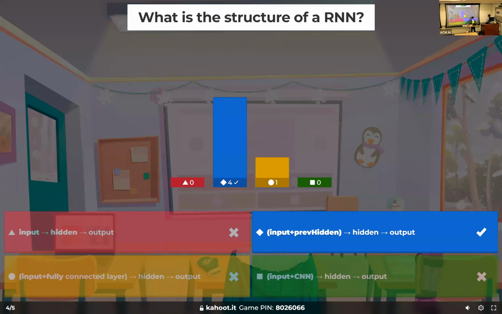Awesome. So we have inputs and the previous hidden layer going into some weights, and we have an output. That is the correct structure for an RNN. And input plus fully connected layer doesn't really make much sense because we're not passing in the layer. So it is the previous hidden layer that's important, or the output of the previous hidden layer.